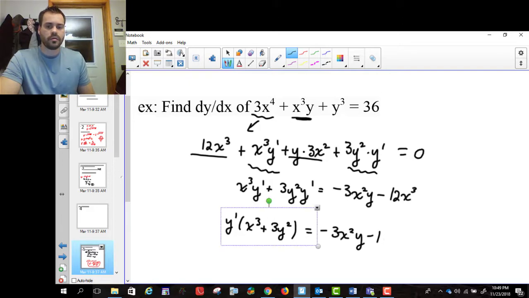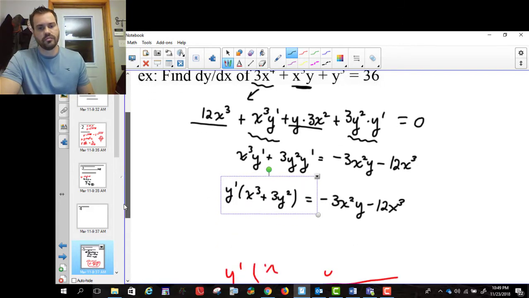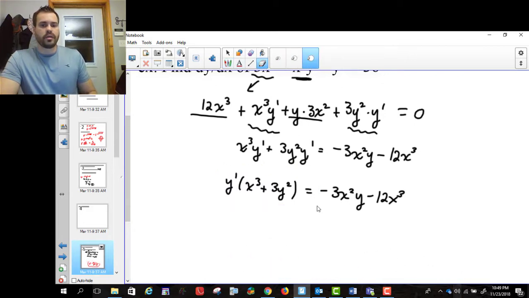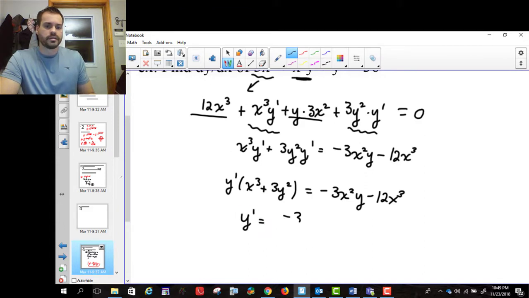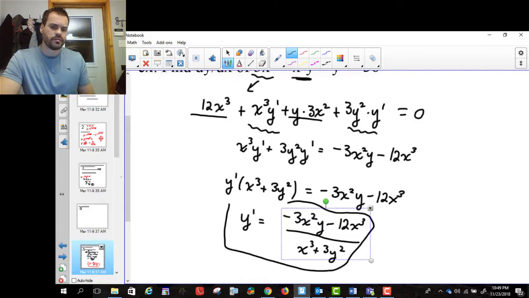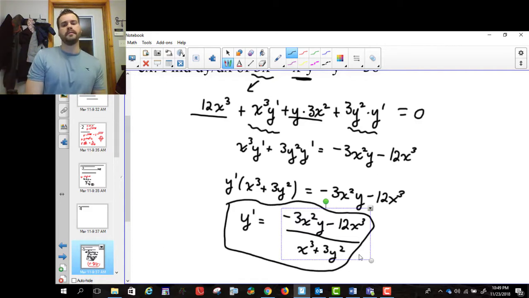And then what we're going to do, because we're trying to solve for y prime, is divide by that x cubed plus 3y squared. So you're going to end up with y prime equaling minus 3x squared y minus 12x cubed, all divided by x cubed plus 3y squared. Okay, and that's our answer. And I apologize for this being slightly tilted, but that's our answer.